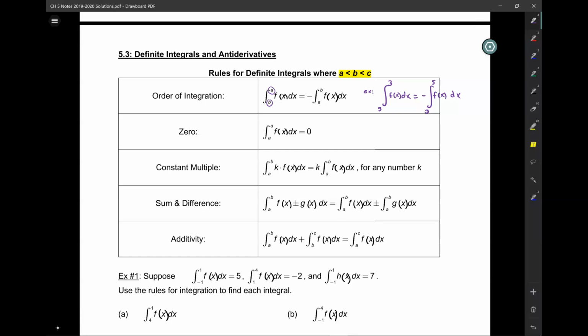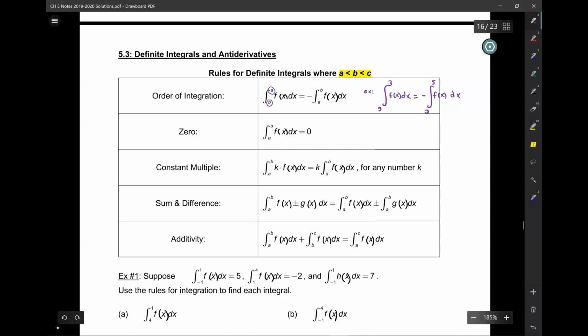Okay, take a look here. Here I'm looking for the integral from a to a. What was integral conceptually? It's area, right? So if I wanted to find the area of something from a to a, how much area is there? 0. So the integral from a to a is 0.